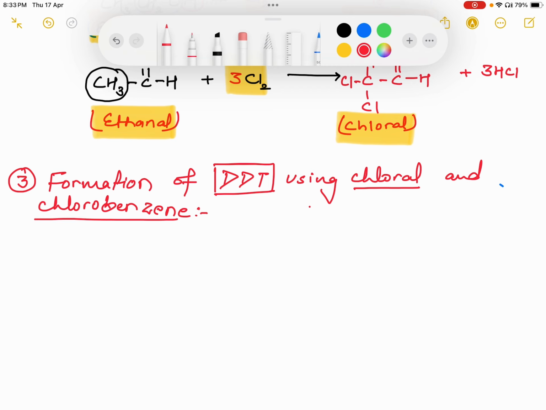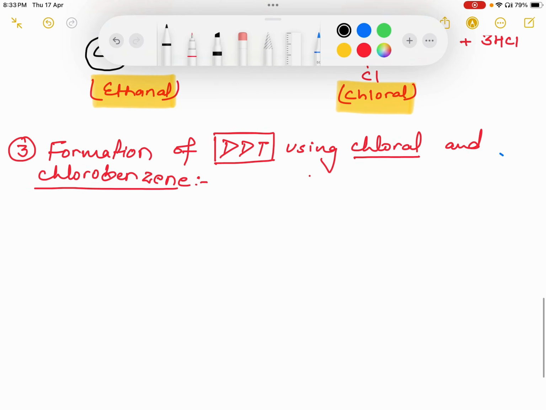So how are we going to make this? So let's go for this one. It's a very important reaction. It's generally asked as a 2 mark question. So what we need is chlorobenzene. You might know what chlorobenzene is. Chlorobenzene is something like this, benzene having a chlorine group. Let me take chlorobenzene.